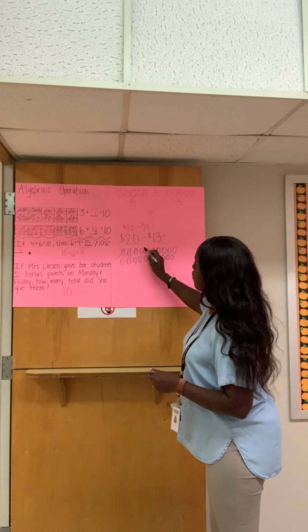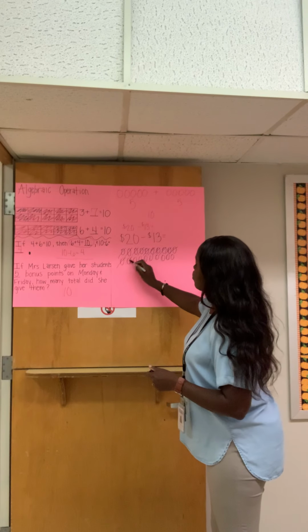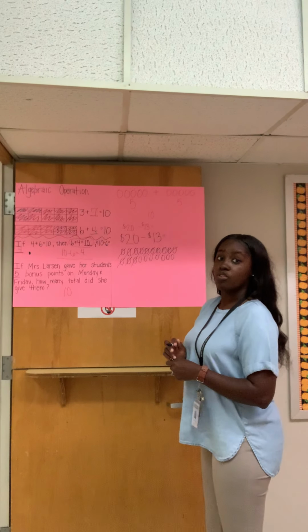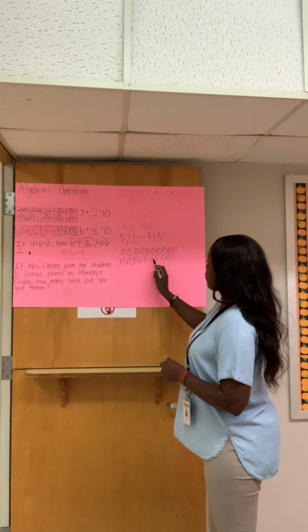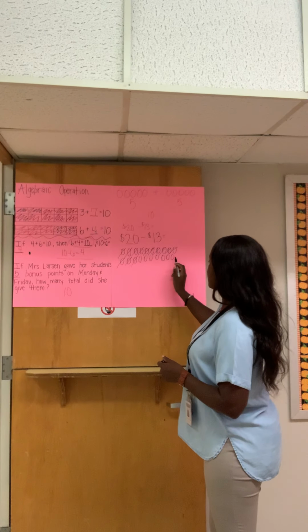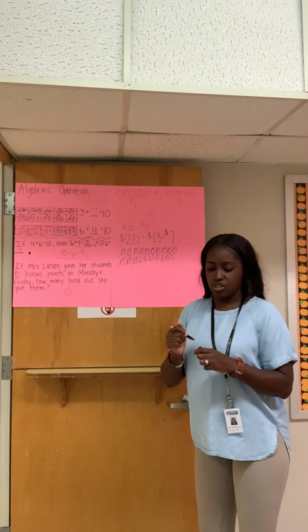1, 2, 3, 4, 5, 6, 7, 8, 9, 10, 11, 12, 13. We took away 13. Let's see how many we have left. 1, 2, 3, 4, 5, 6, 7. She has a total of $7 left.